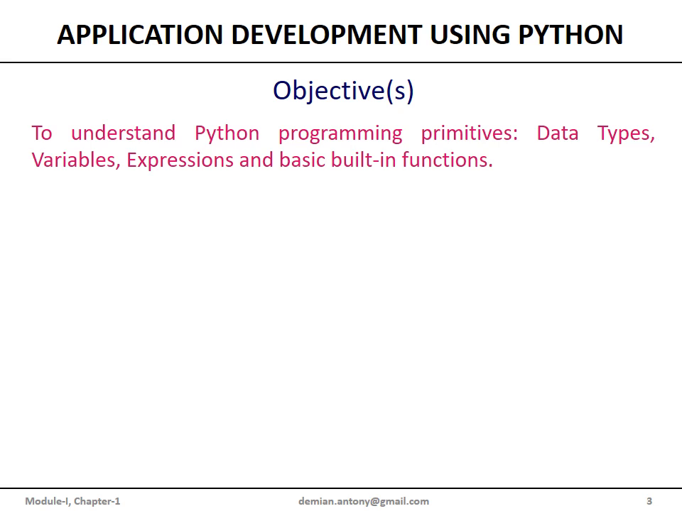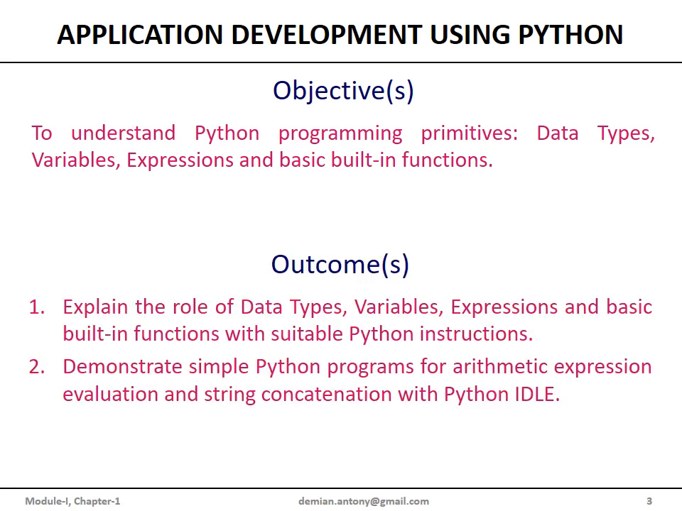The main aim of this chapter is to learn the Python programming primitives like data types, creating variables, writing arithmetic expressions, simple expressions, and also to understand the basic Python built-in functions. After completion of this chapter, the learner will be able to explain the role of data types, expressions, variables, and the use of built-in functions with suitable Python scripts.